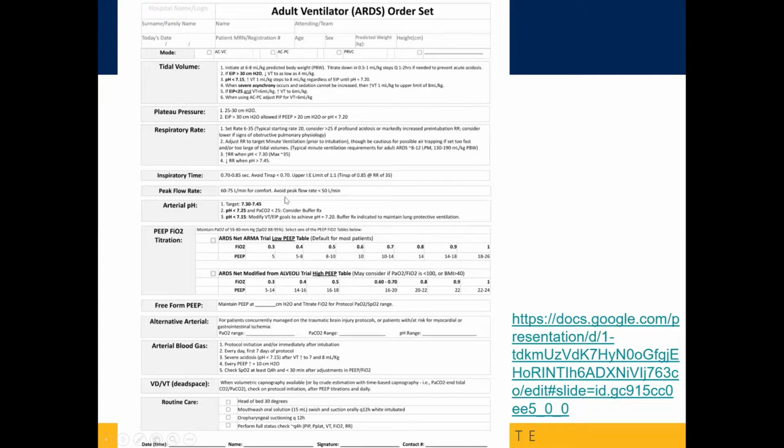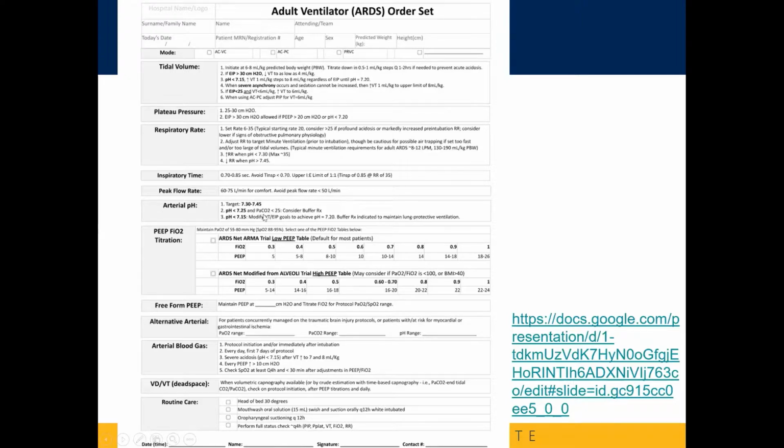I avoid peak flow rate less than 50 liters per minute, so you're not causing air hunger in your patients. 60 is a nice measurement if you're going to be measuring compliance and resistance, as you need to change it into seconds. So the 60 does it for you, and it makes it a much easier calculation. So target pH, ideally 7.3 to 7.45.